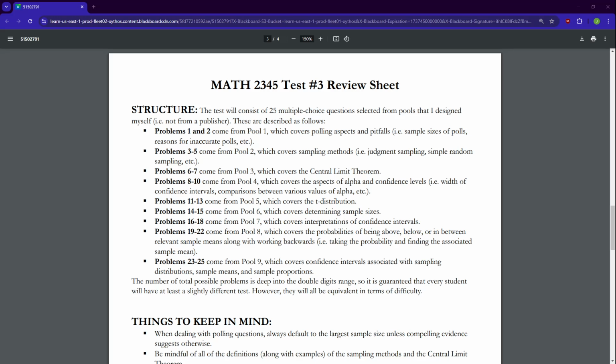This will be more structured like Unit 1. 25 questions, multiple choice. Your first two problems are going to come from the first pool. You're going to be given real-world scenarios of things that actually happened, and you're going to be asked to identify what went wrong. Notice here, in the case of problems 1 and 2, these are polling aspects and pitfalls. For problems 3 through 5, you'll be given a scenario of a poll and be asked to identify what sampling method it is. In these cases, there will be no partial credit for problems 1 through 5.